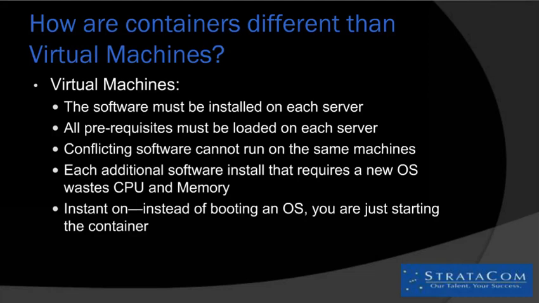So how are containers different than virtual machines? Because virtual machines is what most people are running right now, and containers is a little bit different conceptually. On a virtual machine, the software must be installed on each server. All the prerequisites must be loaded on each server for that software. Conflicting software can't run on the same machine, and each additional software install requires a new OS, which wastes CPU and memory. In containers, instead of booting an operating system, you just start the container, so they do start quite a bit faster than virtual machines.